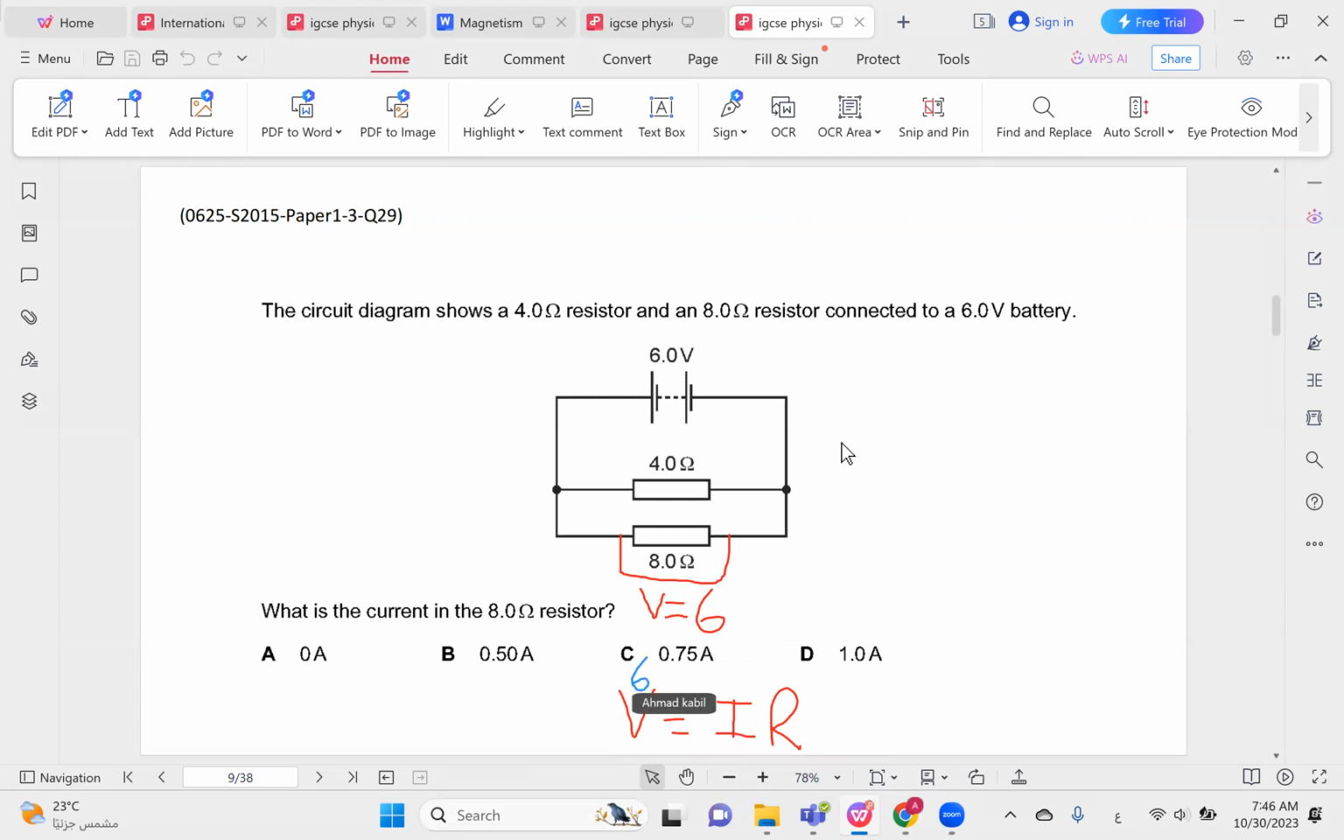We put 6 here equals I times R, which is 8. So in order to get the current, I simply divide 6 by 8. I equals 6 over 8. This is the same as 3 over 4, which is 0.75 amperes. So the correct choice here would be choice C.